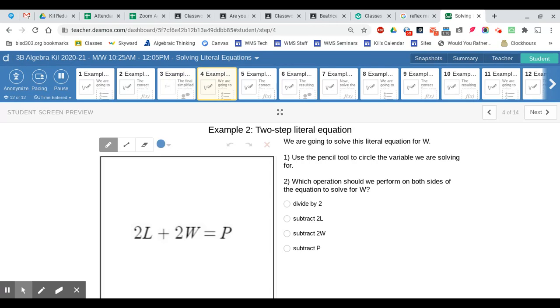Here's example 2. This time we're solving for w, so let me circle w. And then number 2 asks, what operation should we perform on both sides? Well, since we want this equation to equal w at the end, I gotta get rid of all of this stuff. And remember, when we solve equations, we go in backwards PEMDAS order. So instead of dividing by 2 first, I'm going to subtract 2L from both sides first.